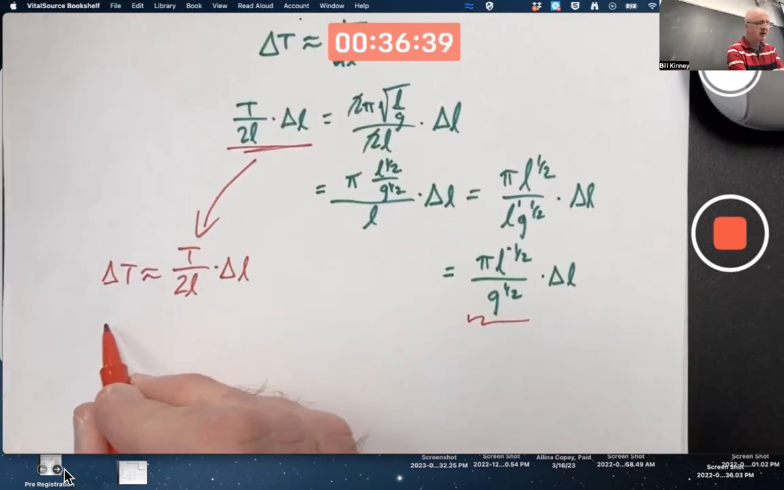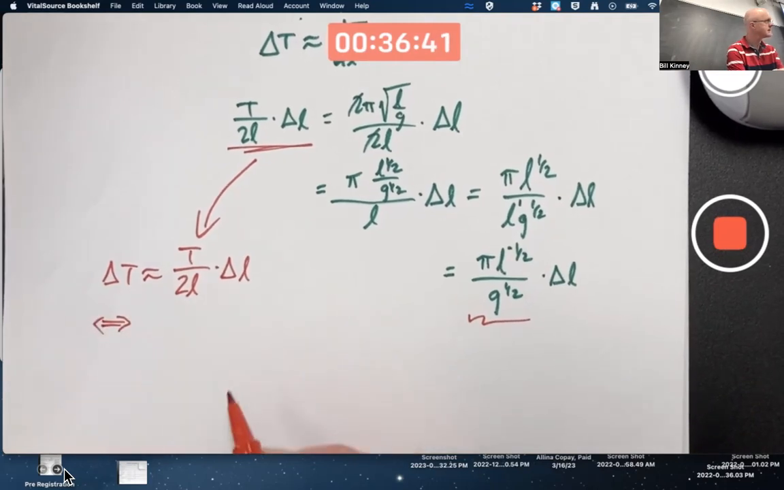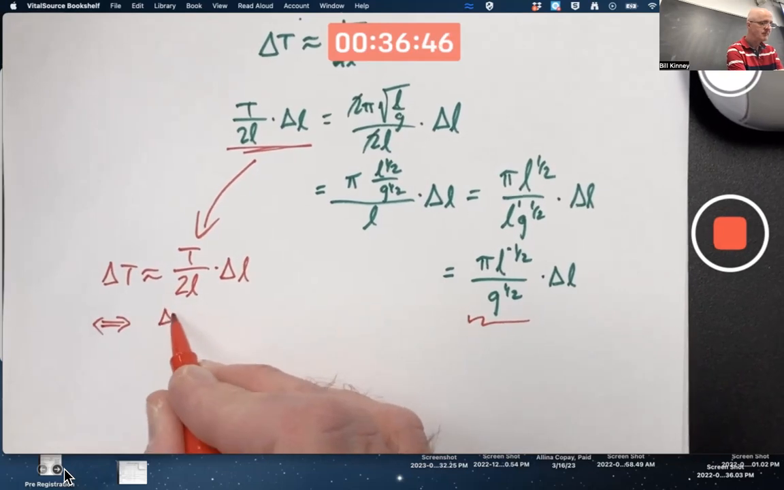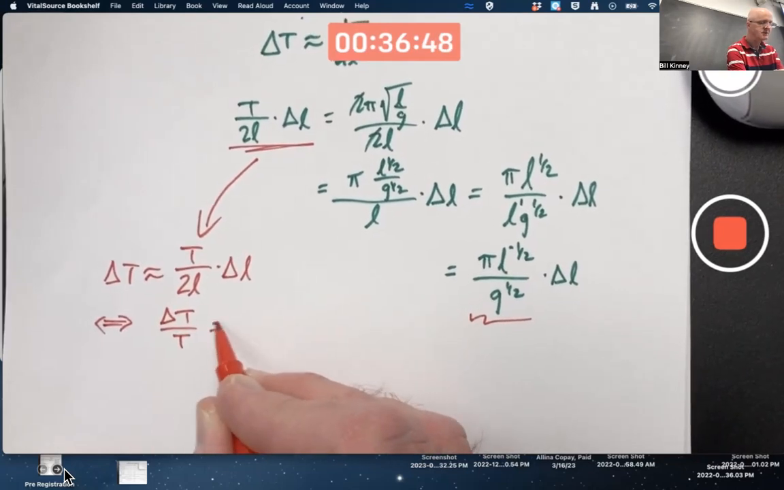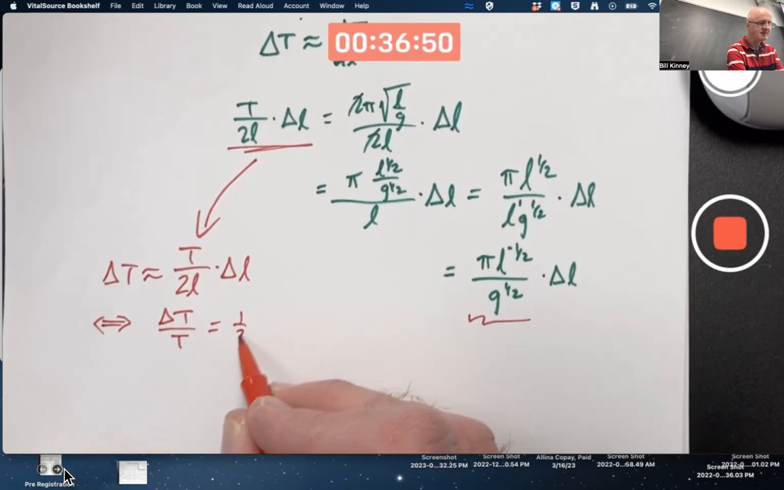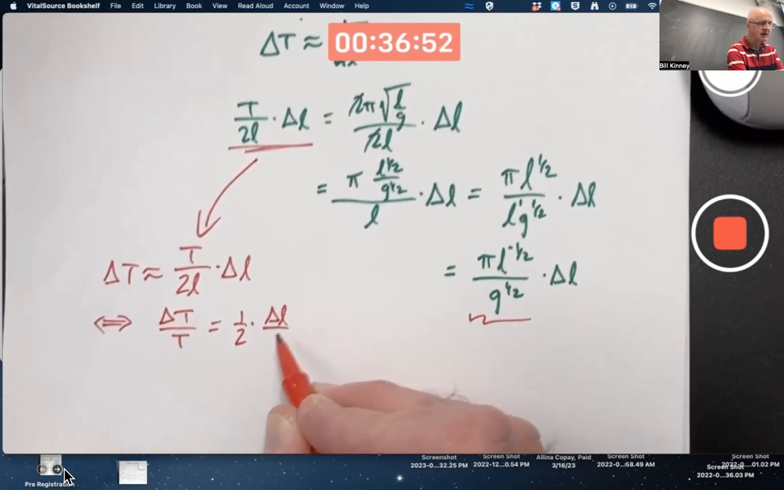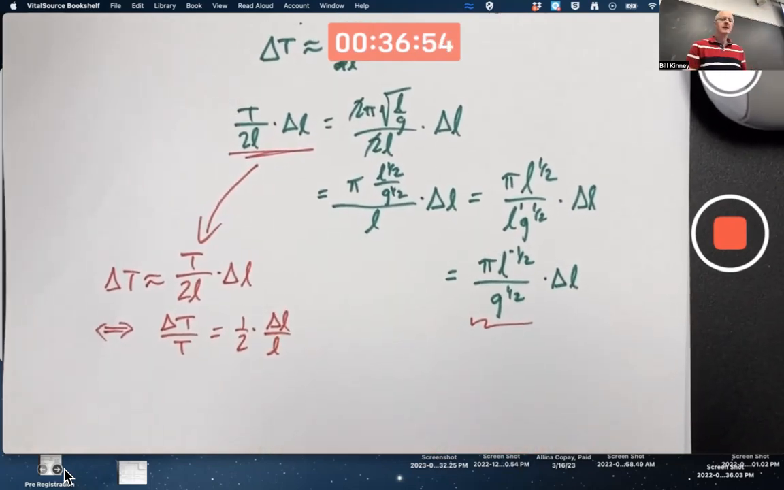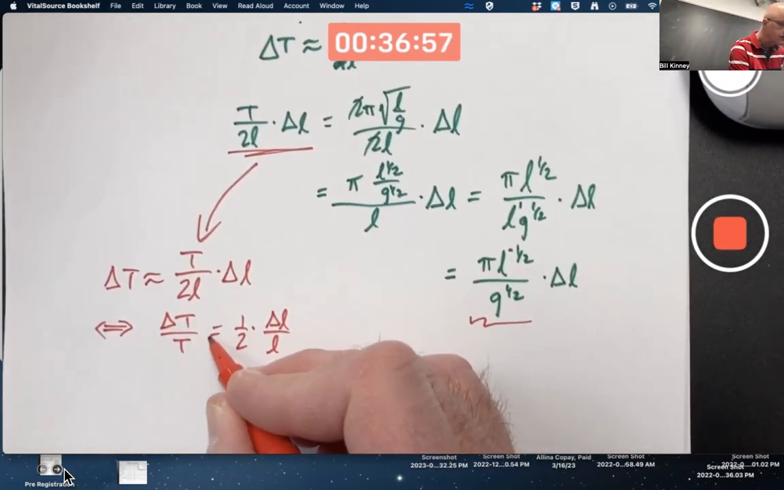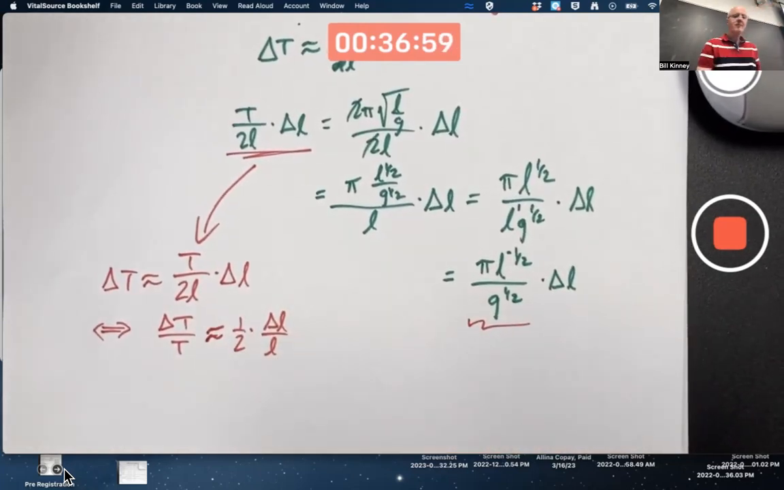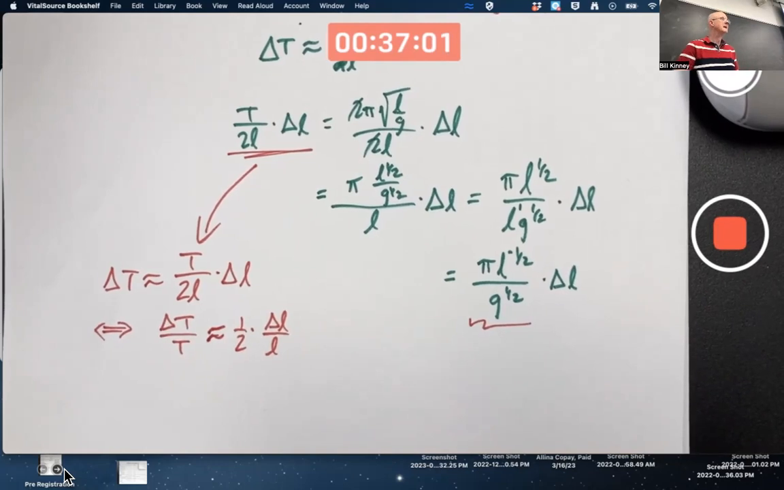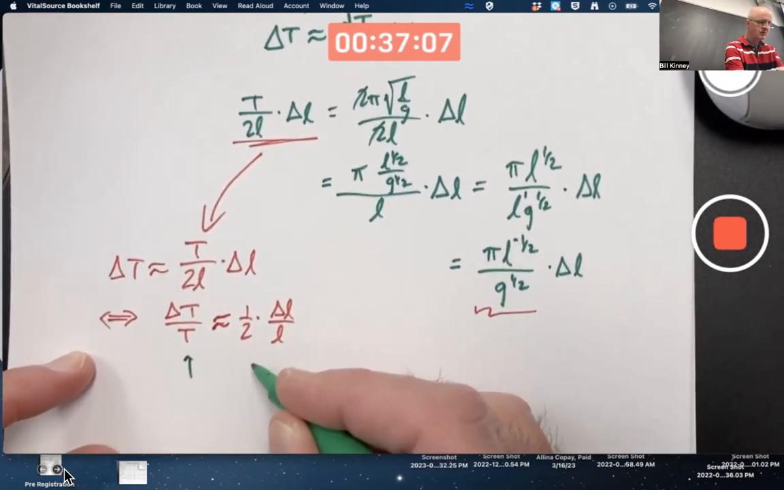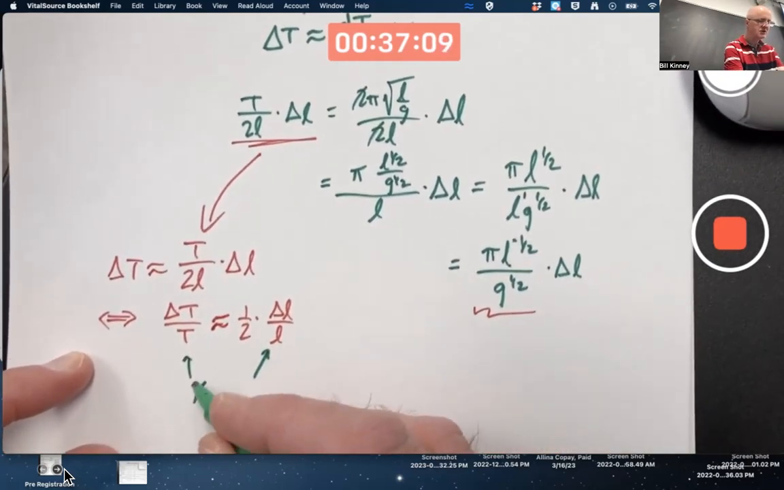For the purpose of doing part B, it's good to divide both sides of this equation by T, like this, and also rewrite the right side as 1/2 times delta L over L. And it's an approximate equation. And the thing that helps you finish part B here is to understand that these fractions really could be thought of as percent changes.